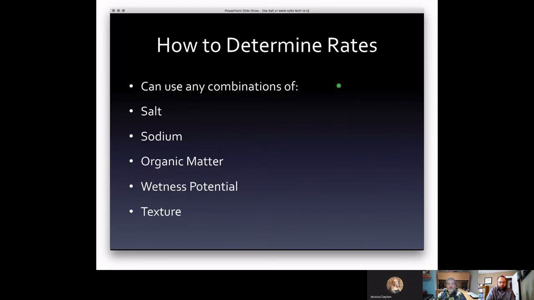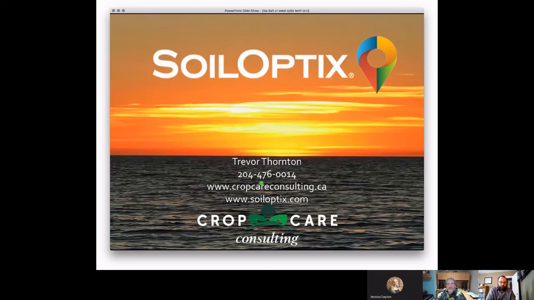So when we're looking at VR seeding, what do we look at to determine the rates? Well, it can be any combination of the below. We can look at the salts and the sodium. How does the organic matter play into that? Low organic matter, certainly the wetness potential and how water moves in the field, and ultimately the texture. How much do we need to boost the rate on a low organic matter in a sandy area? Do we have salt, sodium in other areas of the field? Is it an area that's wet? Is it an area that's dry? How does that all play into managing the seed that we have?